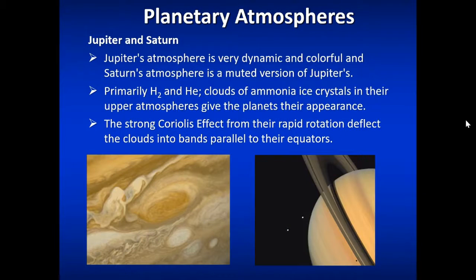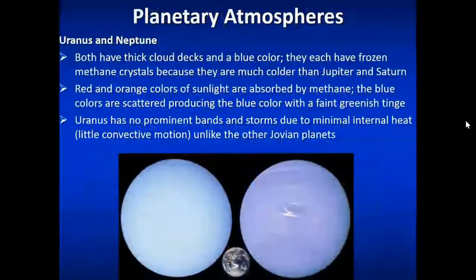Jupiter and Saturn are both very dynamic and colorful. Saturn's atmosphere is a little bit more muted than Jupiter's, but they're primarily hydrogen and helium with cloud decks of ammonia ice crystals in their upper atmosphere, which give them that tannish color. There are strong Coriolis effects on both planets, Jupiter being the strongest, rotating once every 10 hours.